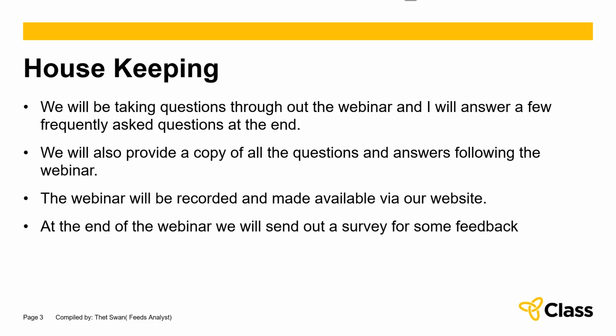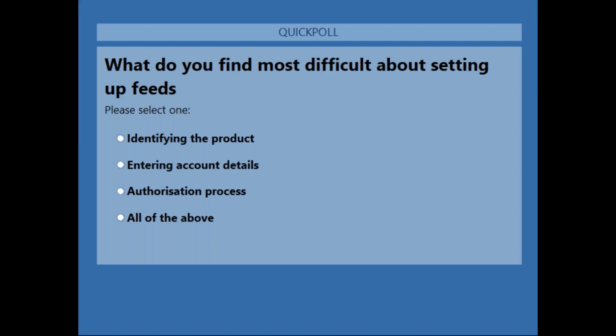I also have a couple of poll questions which I would like to ask for a better understanding of the requirements. You will now see a pop-up on the screen with the first question. I'll leave it on for 20 to 30 seconds and I'll quickly talk about what these options are. What do you find most difficult about setting up feeds? First option, identifying the product. It's purely asking you when you are on the feeds console, is it easy or hard to identify a product?